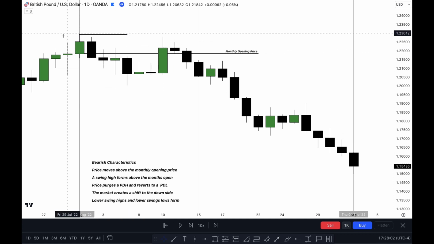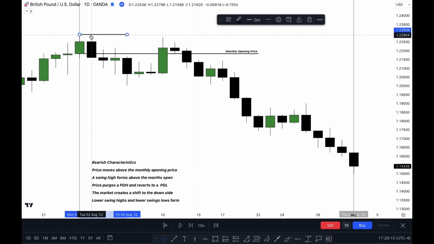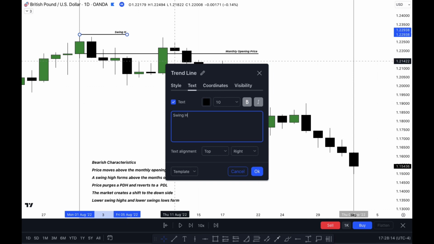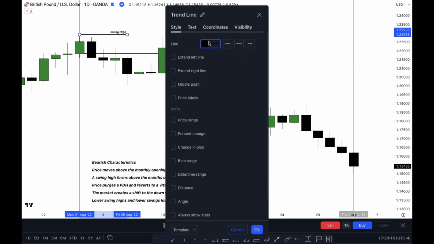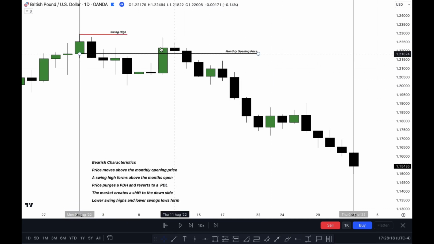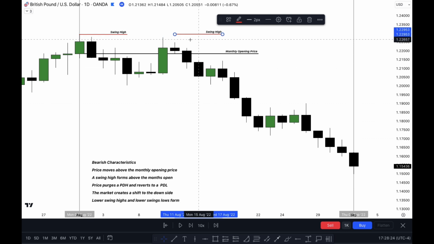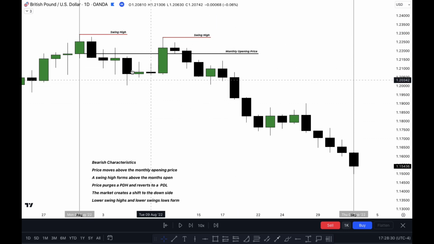Now, just for quick reference, what is a swing high? A swing high is a candle that has a lower high on the left and a lower high on the right. The middle candle is the highest, so that makes that the swing high. I'm going to put that in red. So that checks out. But then we also have other swing highs that also form above the monthly opening price. So we have one here. And we also have one right here as well.